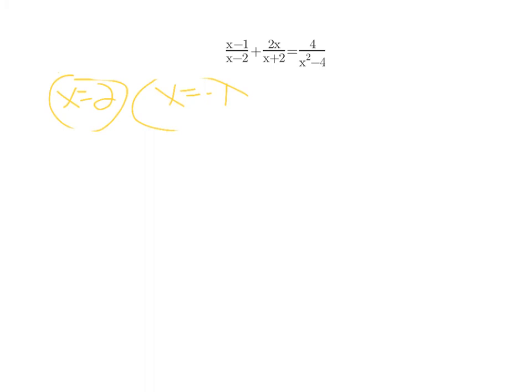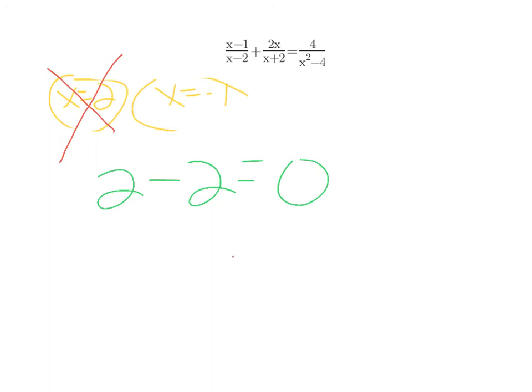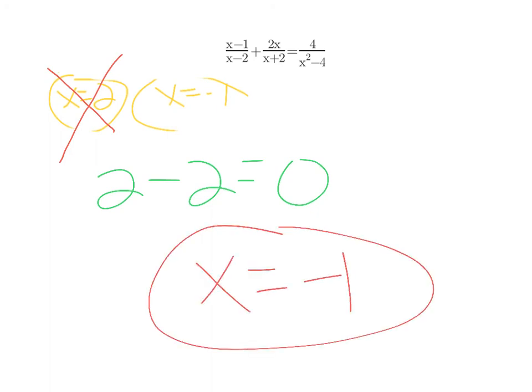If I look at my first term, x minus 1 over x minus 2, when I plug in my value of 2 for x, I end up with 2 minus 2, which is 0, which means I would have division by 0, which again is undefined. Therefore, I cannot have an x value of 2. So 2 is an extraneous or extra solution that does not work. The only solution to this equation is x equals negative 1. Please take a moment to pause this video and record the last step of this example in your notes.